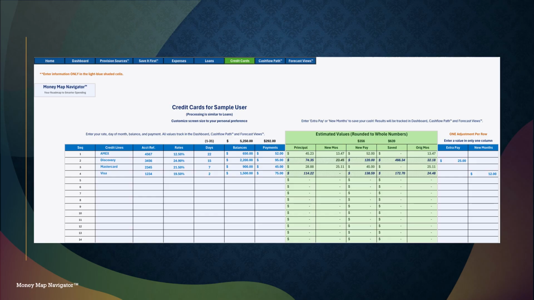Here's the key idea: expenses paid on a credit card don't hit your bank immediately, but the card payment does. So, if you mark an expense as paid by credit card on the Expenses tab, the system will treat that correctly.